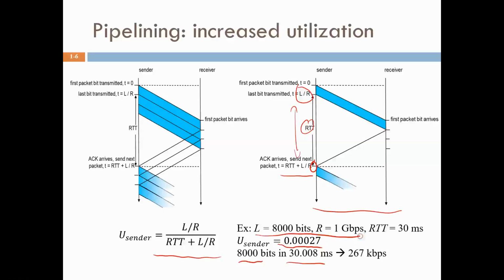So you have L and R, you do L over R, and the total time is 30 milliseconds, which is the round trip time, plus L over R, you get 30.008 milliseconds. In these 30.008 milliseconds, you were able only to send 8,000 bits, giving you an effective rate of 267 kilobits per second. That's just 8,000 over 30.008. So even though you have purchased a fast internet connection of 1 gigabit per second, you end up only sending at a speed of 267 kilobits per second, which is obviously a very disappointing rate.